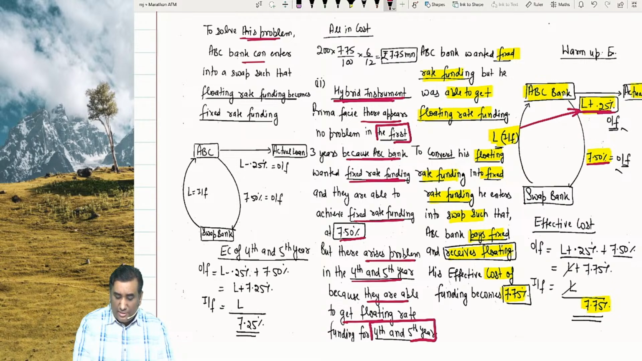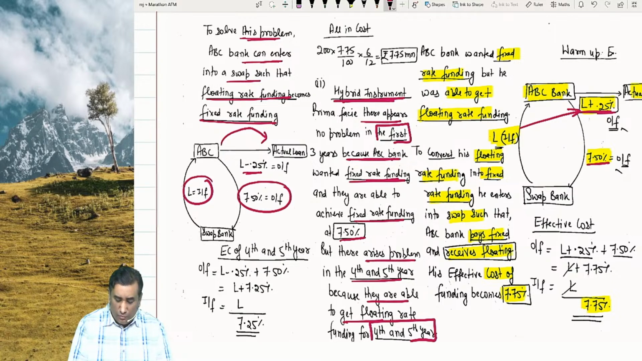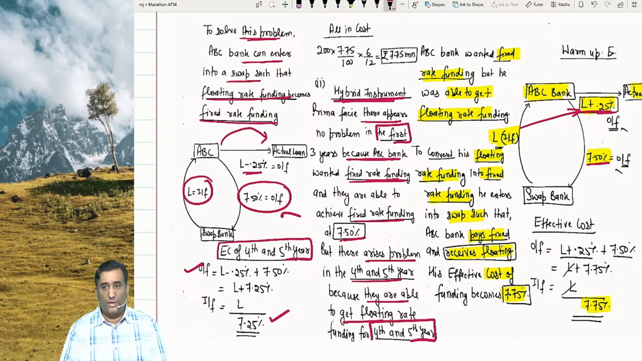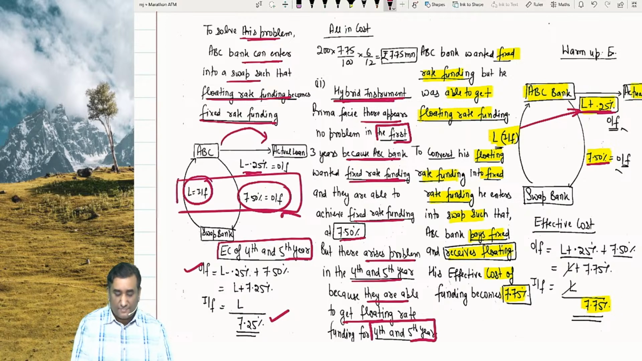Fourth and fifth year, because they are able to get floating funding for the fourth and fifth year. To solve this problem, ABC Bank can enter into a swap such that floating rate funding becomes fixed rate. Exactly the same thing. The actual loan was taken at L minus 0.25. Take a swap in which L is inflow and 7.5 is outflow with the swap bank, or any bank you can say. The effective cost of the fourth and fifth year would be outflow L minus 0.25 plus 7.5 minus inflow L, and net becomes what? 7.25. The moment you do this structure, L and 7.5, this is for 5 years. You cannot do it for the fourth and fifth year only. It's not an FRA. This is a 1 to 5 year swap. So for the fourth and fifth year the problem has gone.